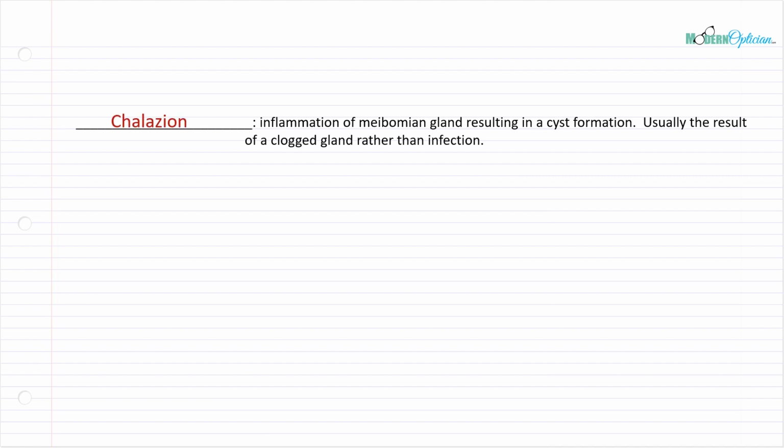So chalazion. I probably should have put the chalazion closer to the stye or the external hordeolum because they're often mistaken for each other and they're very, very similar. So this is inflammation of a meibomian gland resulting in cyst formation, usually the result of a clogged gland rather than infection.